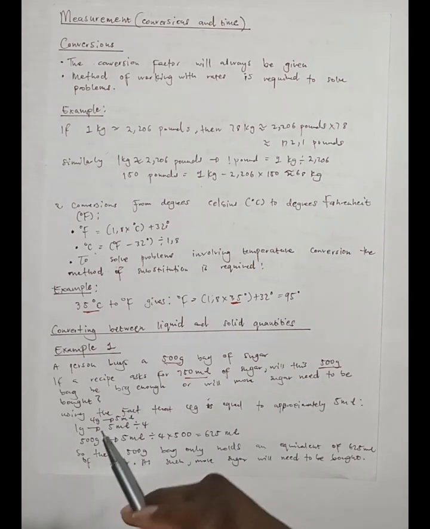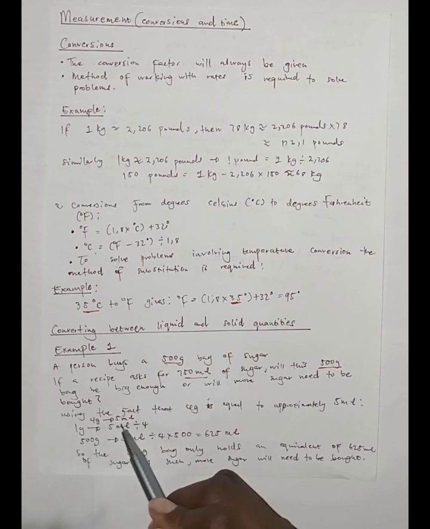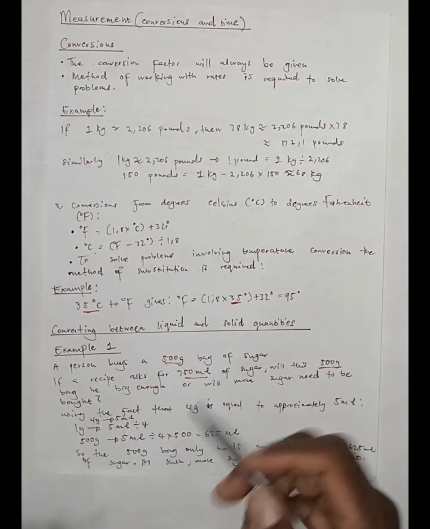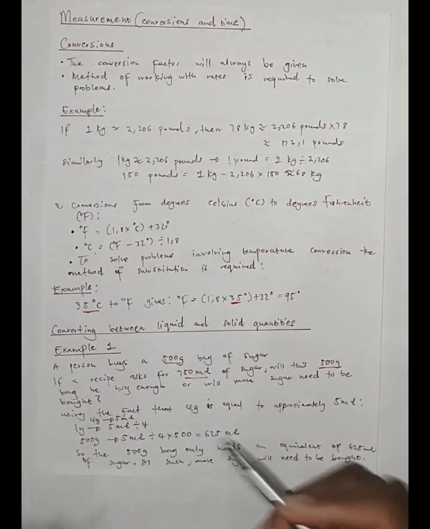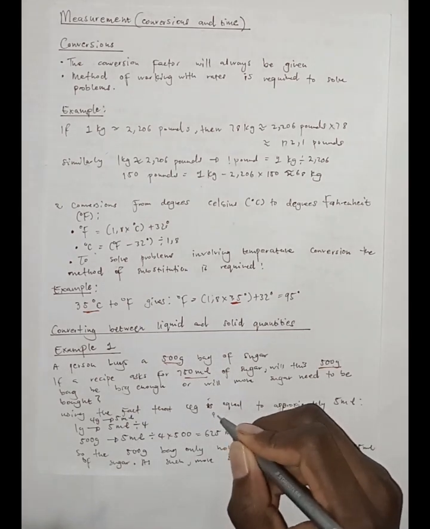Yes, because look at this, 4 grams is equivalent to approximately 5 milliliters. All you do is divide by 4 on both sides to get 1 gram, which is 5/4, which is the same as 5 milliliters divided by 4. So make sure you understand what I'm explaining here.